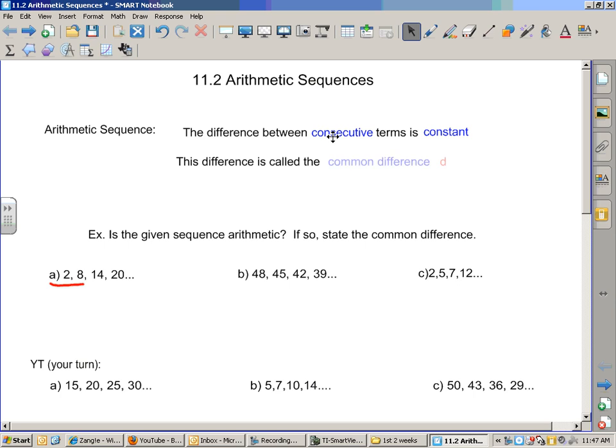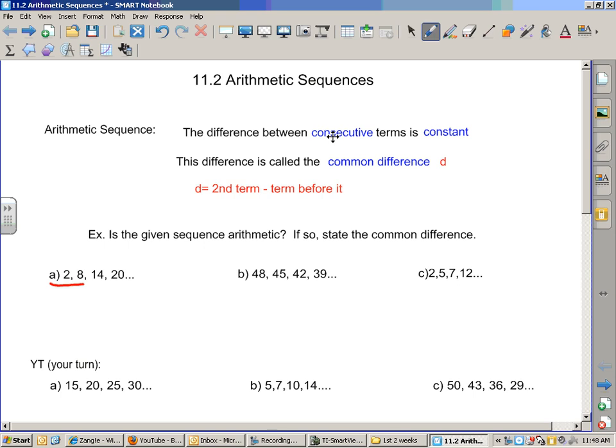We call that difference the common difference, or D. So whenever we see the difference between these consecutive terms, we would call it D. And an equation to help us out would be D, which is that common difference, equals the second term minus the term before it. So if we look down at the examples, it's asking us, is this sequence arithmetic? And if so, state the common difference.